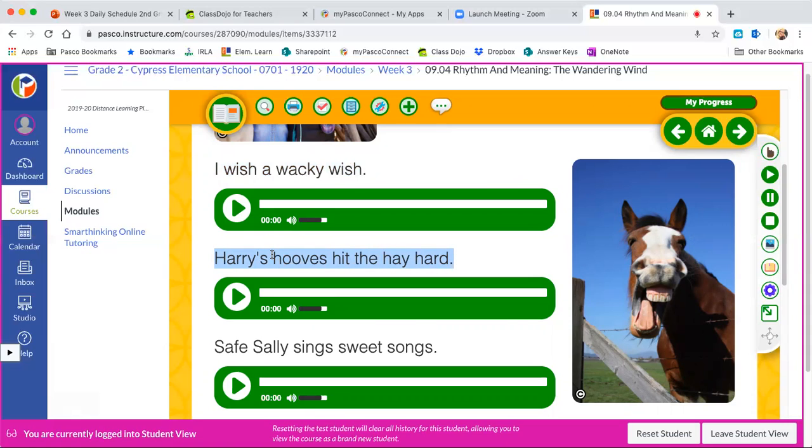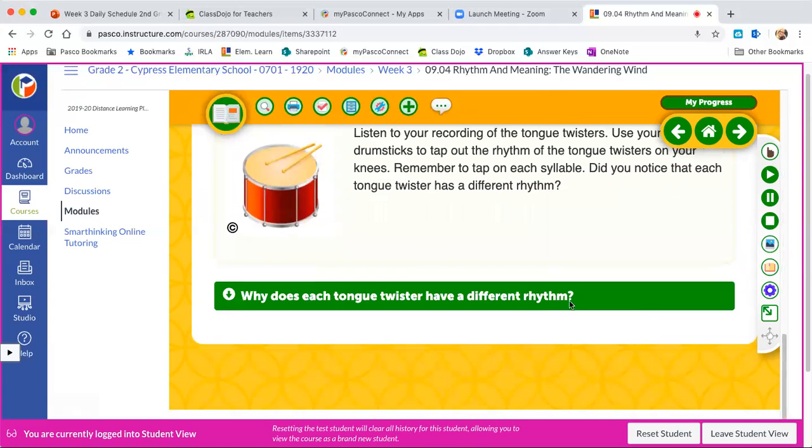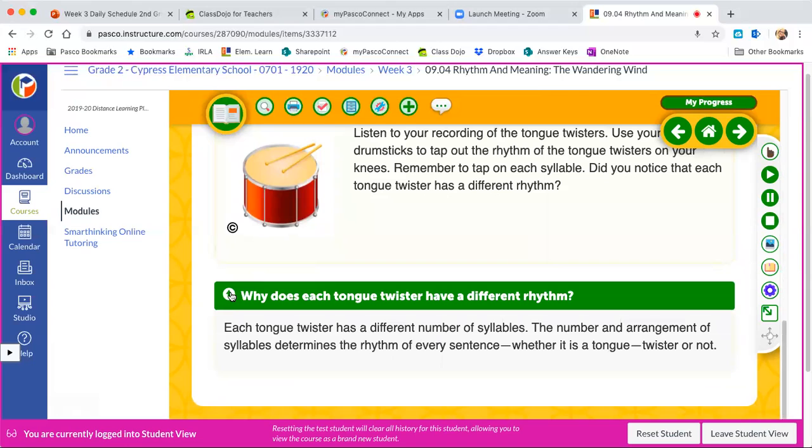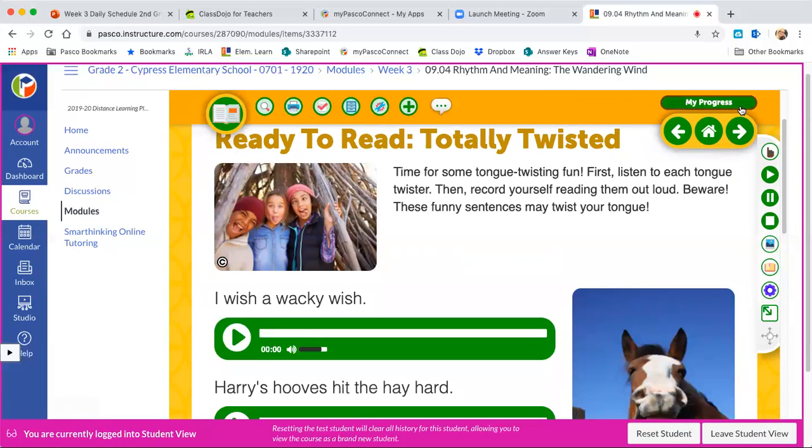Okay, so let's do this one. Harry's hooves hit the hay hard. Harry's hooves hit the hay hard. That one has 7 syllables. That's a little bit different. Okay, so that's what they're trying to get you to notice. Did you notice that each tongue twister has a different rhythm? Okay, I'm going to click this down arrow here. Each tongue twister has a different number of syllables. The number of syllables in the line of a poem makes those lines sound different. Okay, they're going to talk about that more on the next page and in the rest of the lesson.